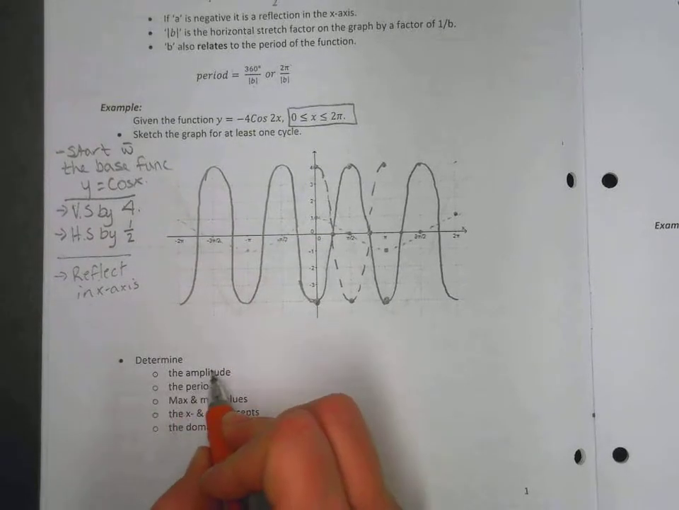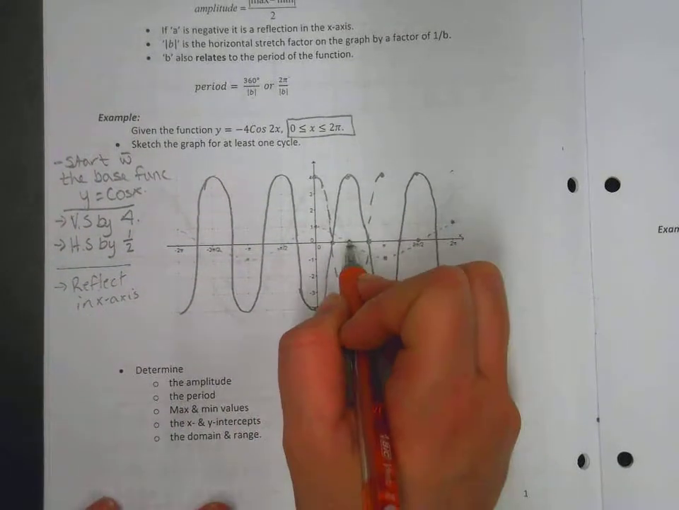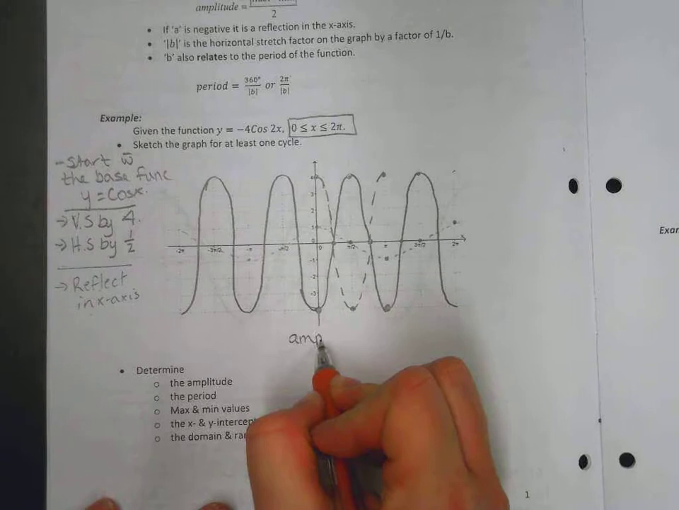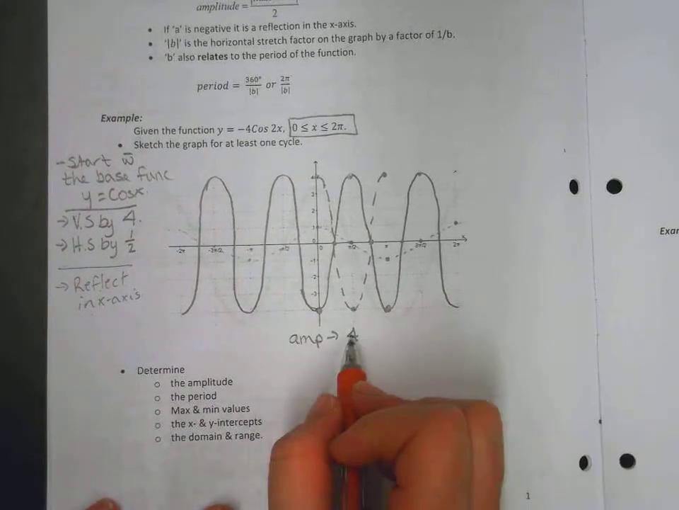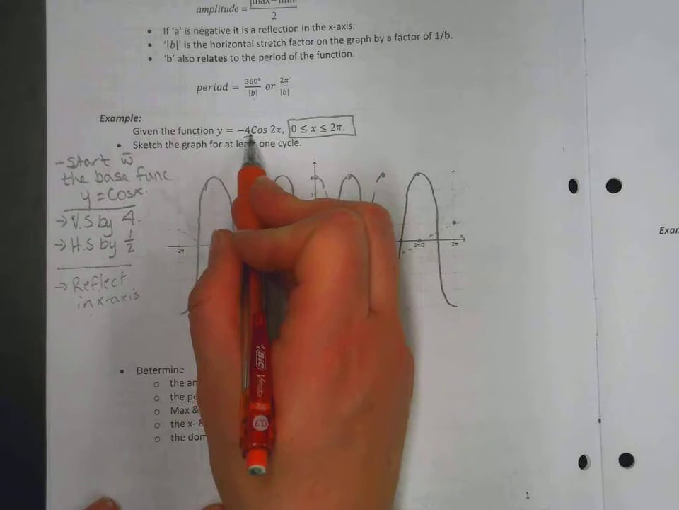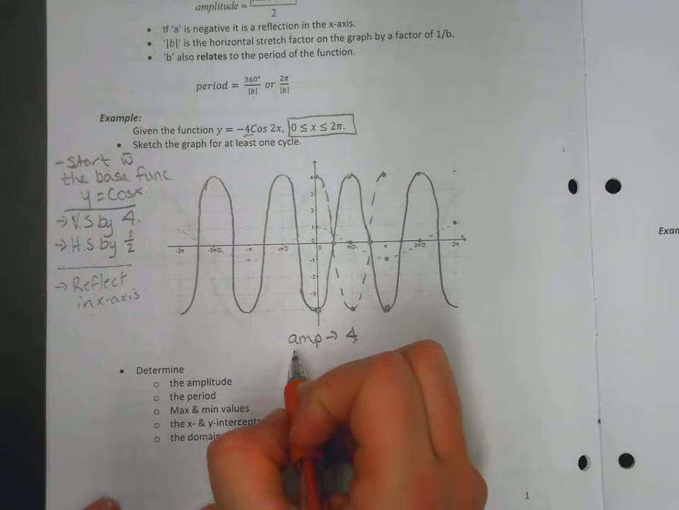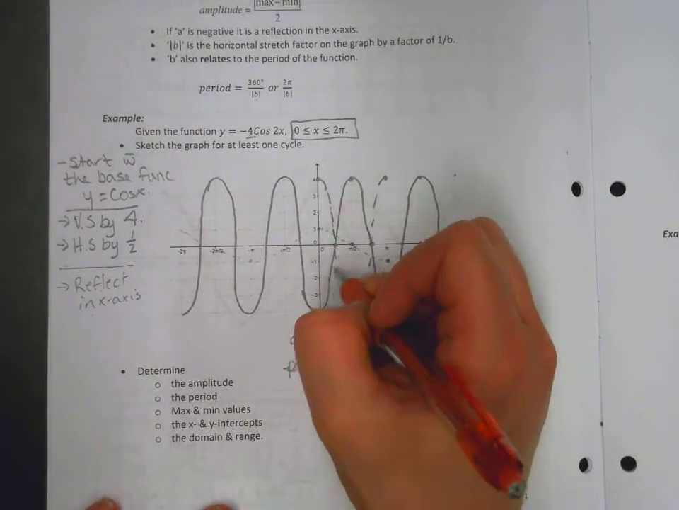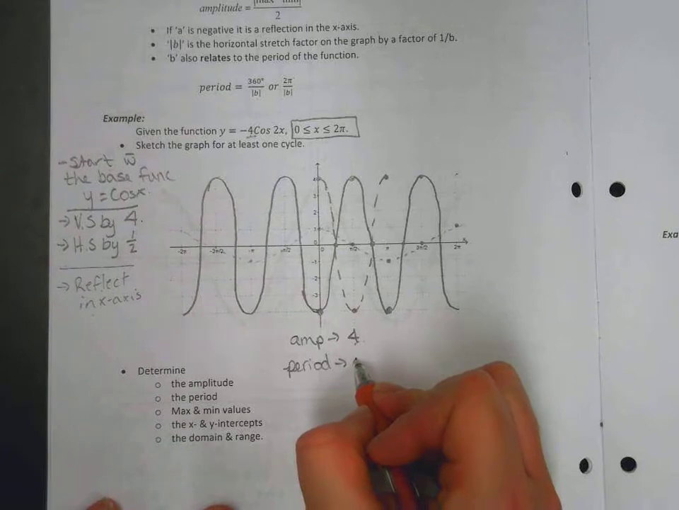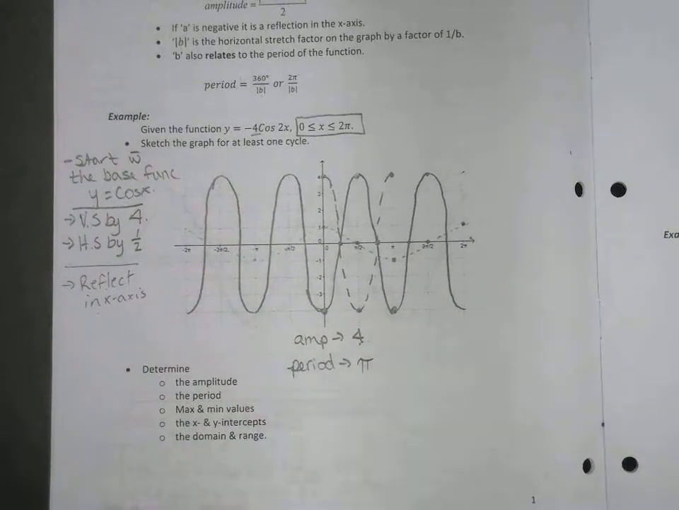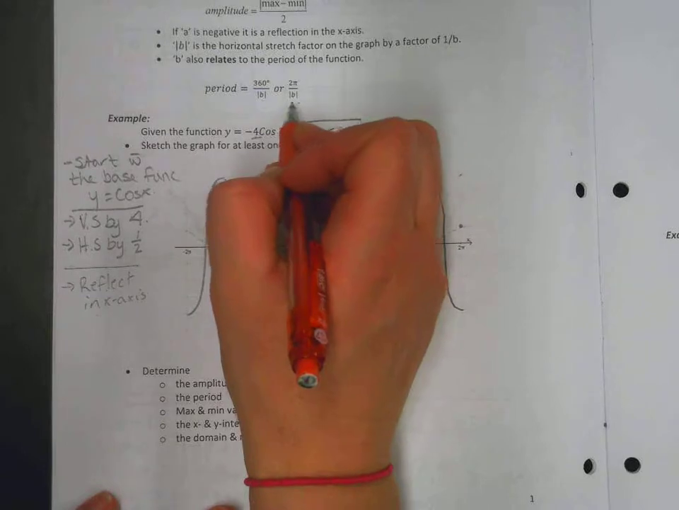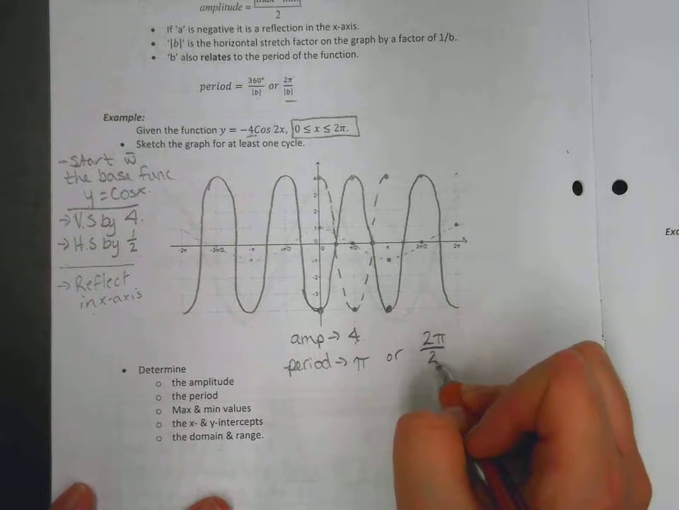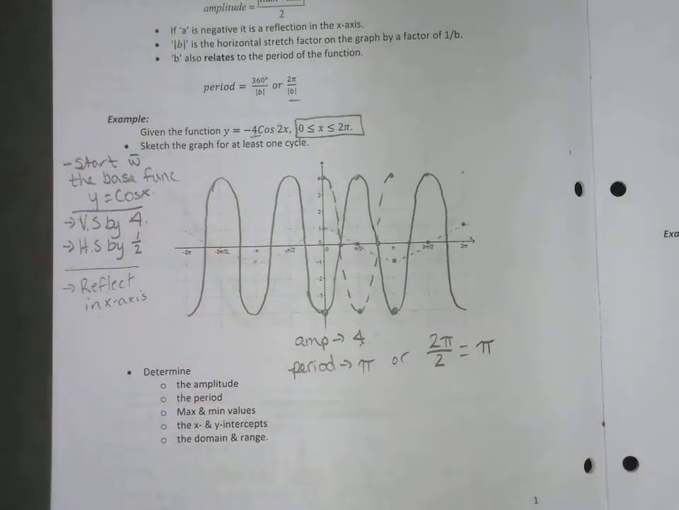So let's talk about the amplitude. The amplitude is the distance from our central axis to our maximum point, so the amplitude is going to be 4. It started at 1, it's now at 4. So if you notice, my a value represents my amplitude. My period is now, how often does this repeat itself? Pi radians, right? Or, using this formula, I could have taken 2 pi and divided by my b value to get my period.